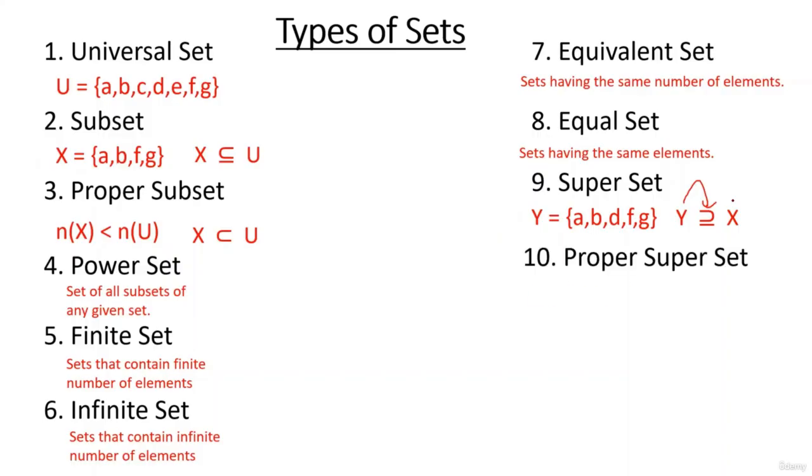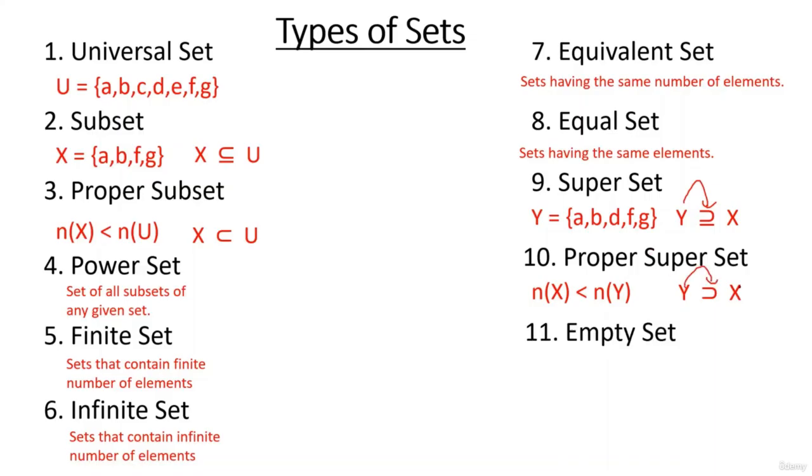Now proper superset में क्या होगा, right? Y भी derived ही होगा basically. But X के number of elements हमेशा क्या होंगे, Y से कम ही होंगे always. So we have a proper superset. It is denoted by this symbol. Y is a proper superset of X.